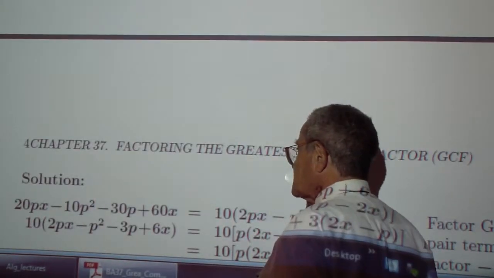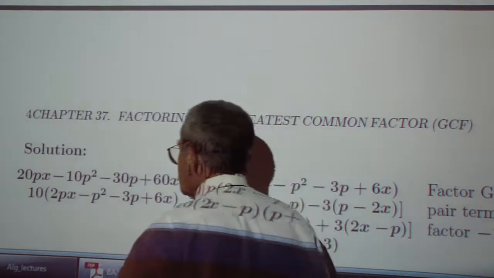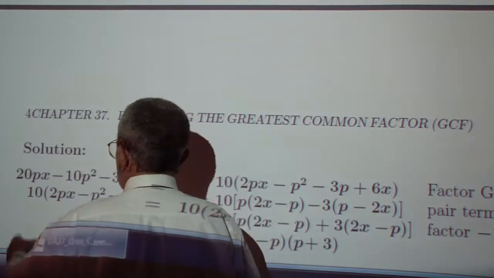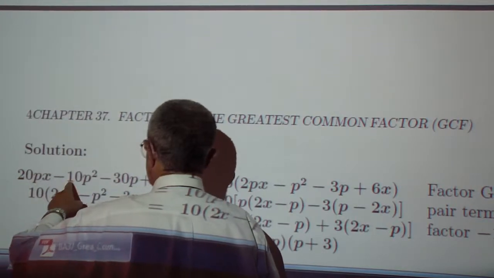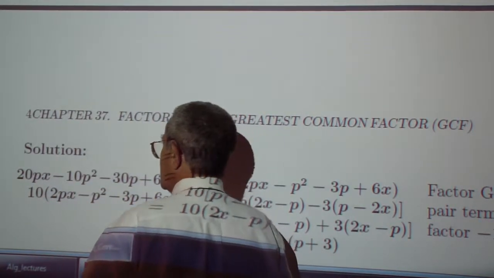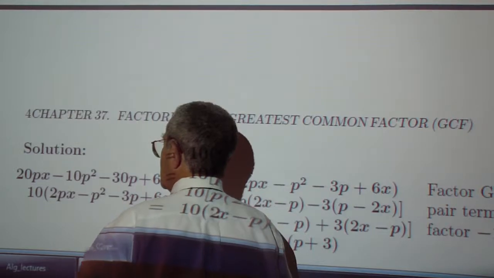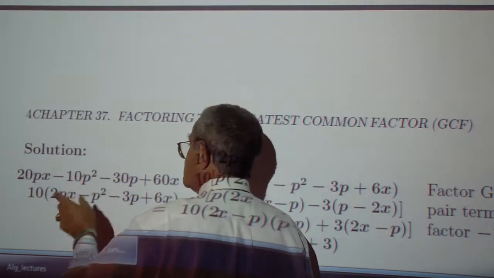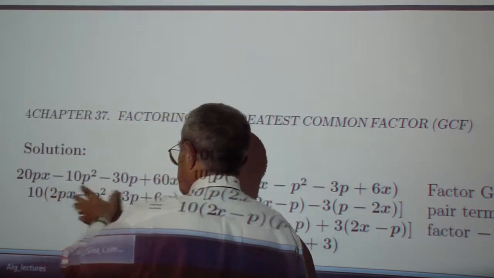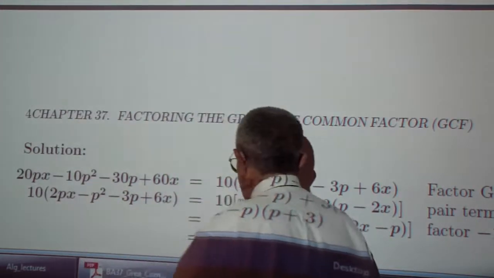So if you had been given that, you look for the greatest common factor. This is 2, that's 2, that's 2. 2 goes in here, 4 goes in here, not in here. 5 goes, 5 goes, 5 goes. 2 times 5 goes, 10. Then you are left with the following, which you pair.